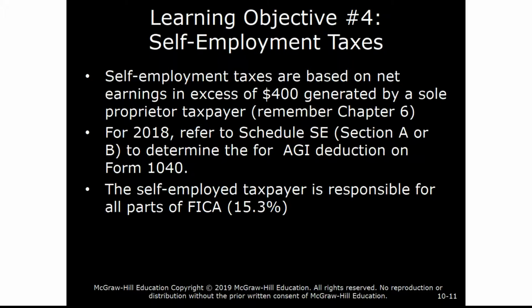Self-employment taxes are based on net earnings in excess of $400 generated by a sole proprietor taxpayer, and it's something we covered in Chapter 6. So if you operate a small business and generate more than $400, you have to report and collect self-employment taxes on yourself. As a self-employed individual, you pay both ends, the employer's portion and the employee's portion, which is 15.3% FICA, including both the employee and employer portions of Social Security and Medicare.